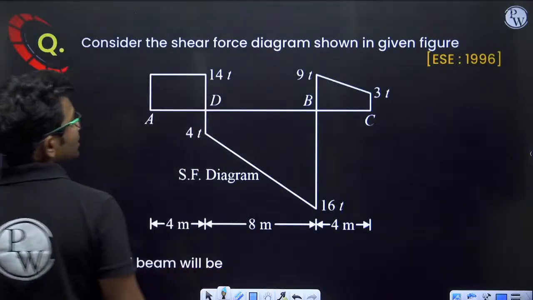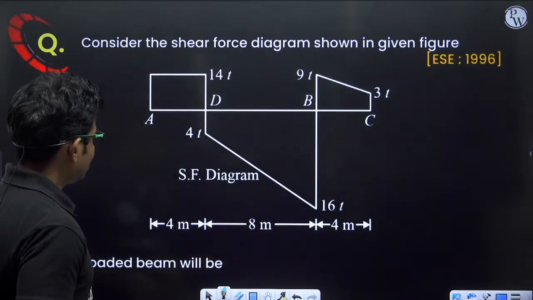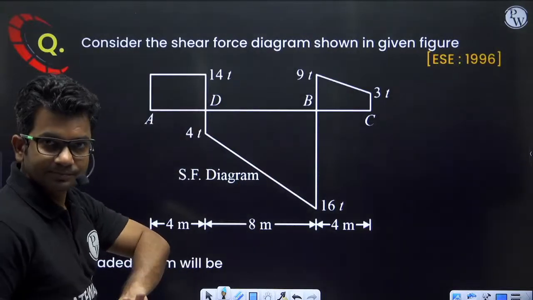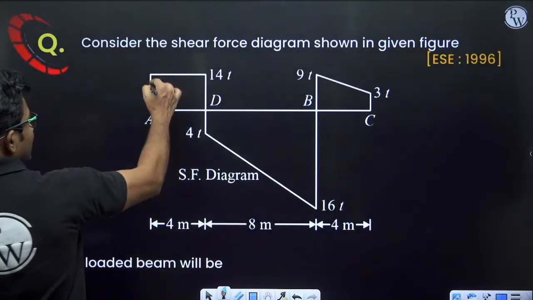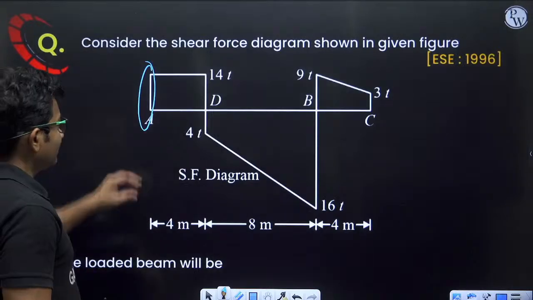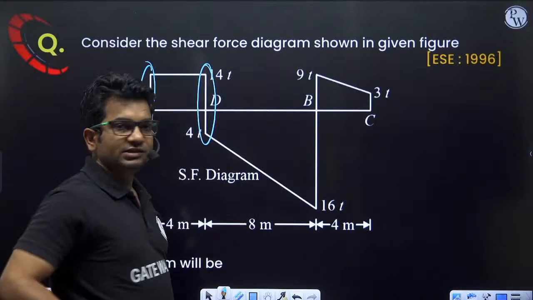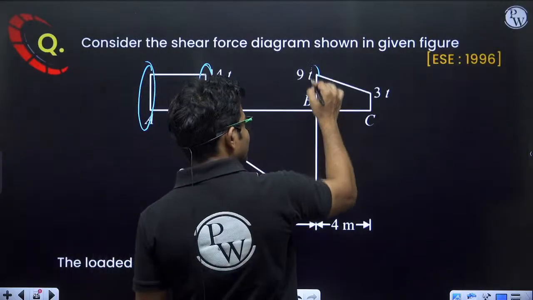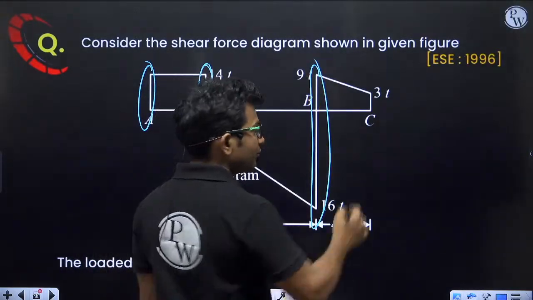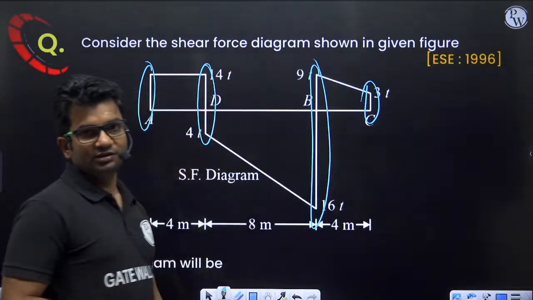Consider the shear force diagram shown in the given figure. So this is the shear force diagram, and in this shear force diagram, at this location we are getting sudden change in the value of shear force. At these locations we are getting sudden change in the value of shear force.